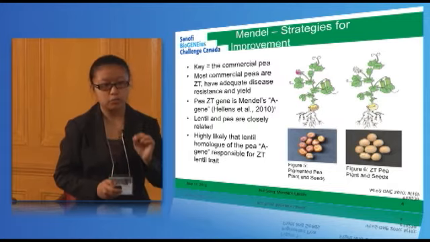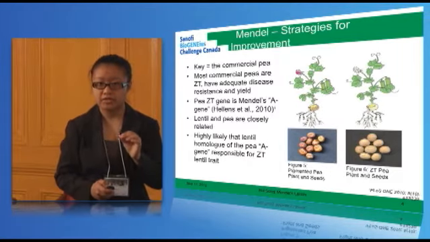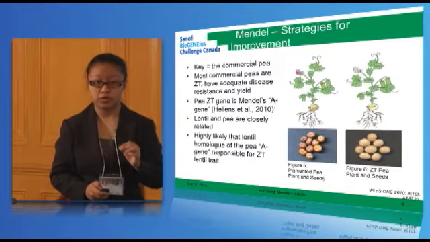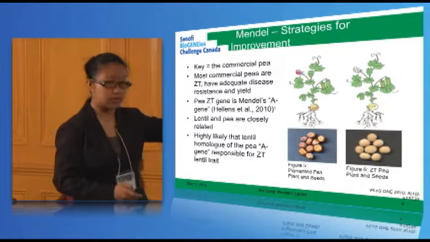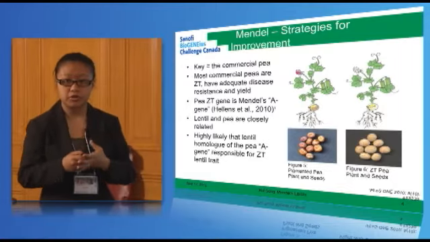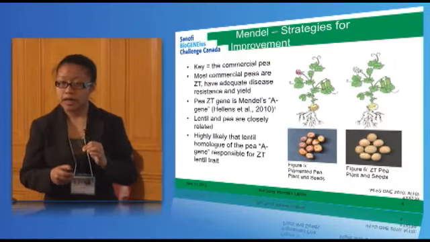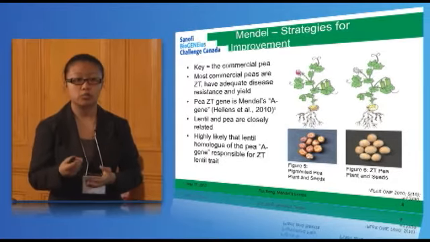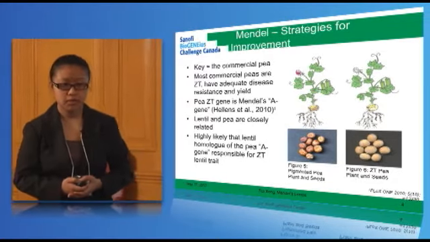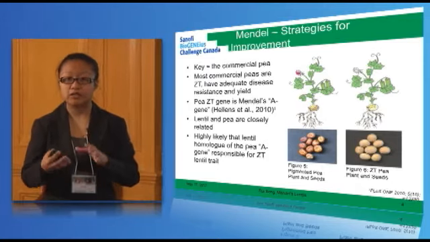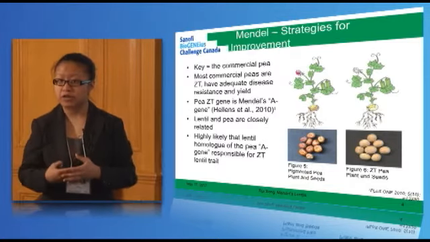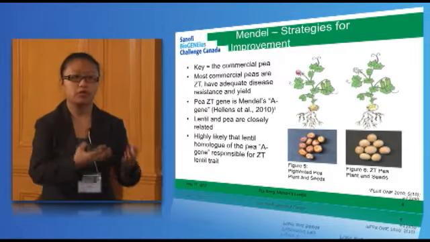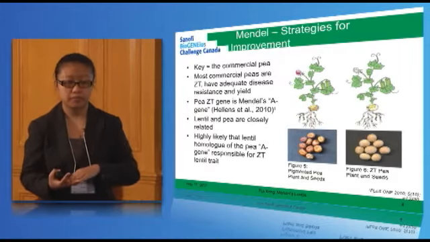Now, the key to improving the commercial potential of the ZT lentil may lie in its more resistant relative, the commercial pea, shown in figure 6. Most commercial peas are actually zero-tannin and yet have adequate resistance and yield, contributing to their commercial success. The PZT gene is Mendel's A gene, which is a transcription factor in the polyphenolic pathway, which is also responsible for purple versus white flower color in pea.